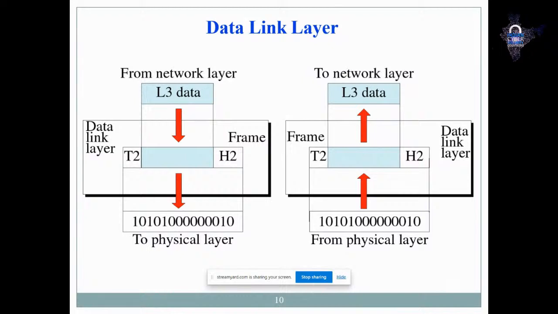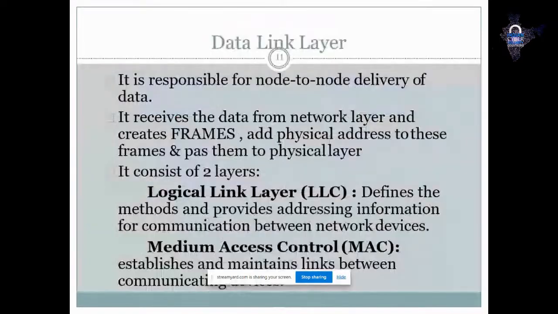Next we have the data link layer. Data is entering from the network layer to the data link layer, or from the physical layer to the data link layer. It is the in-between layer between the network layer and the physical layer. So what are the functions of the data link layer? It is responsible for the node-to-node delivery of data, and actually it is happening in the case of LAN.